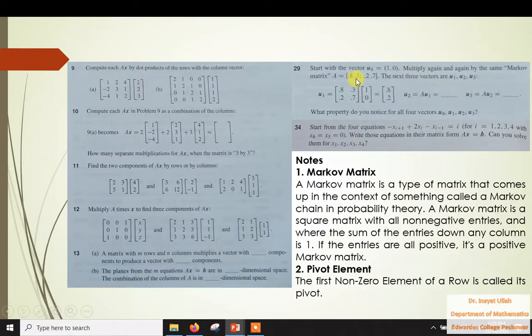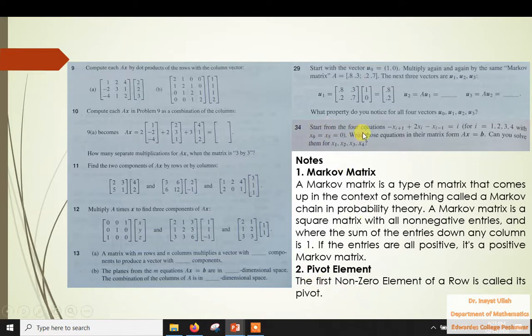A is given to you, u0 is given to you. Multiply this A with u0 to get this u1 vector. Now obtain u2 by multiplying this A with this u1 vector, and obtain u3 by multiplying A with u2. What property do you notice for all the above vectors u0, u1, u2 and u3? So discuss that property.